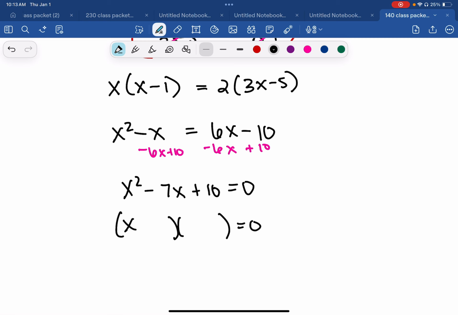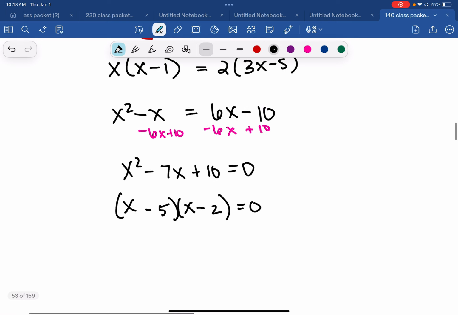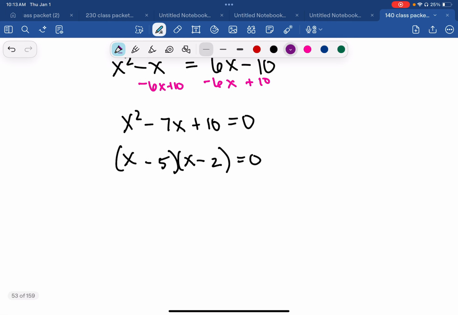So I have an x squared as my first term, so I have two x's in the first spot of each one. And then I'm looking for two numbers that multiply to 10, but add to -7. So two numbers that multiply to 10 would be 5 and 2. Those do add to 7, but you'd have to make them both negative for them to add to -7. Then we're going to solve each piece. This is going to give me x equals 5, and this one's going to give me x equals 2.